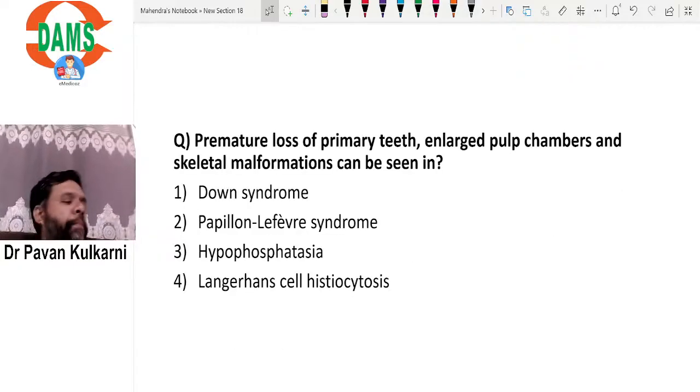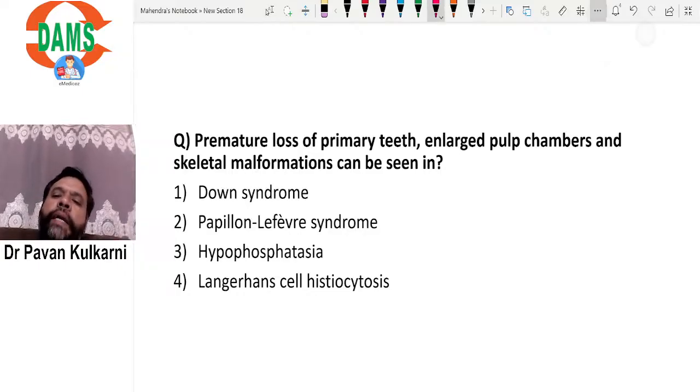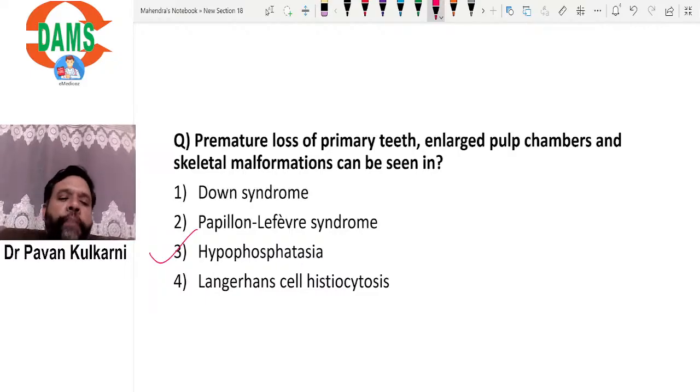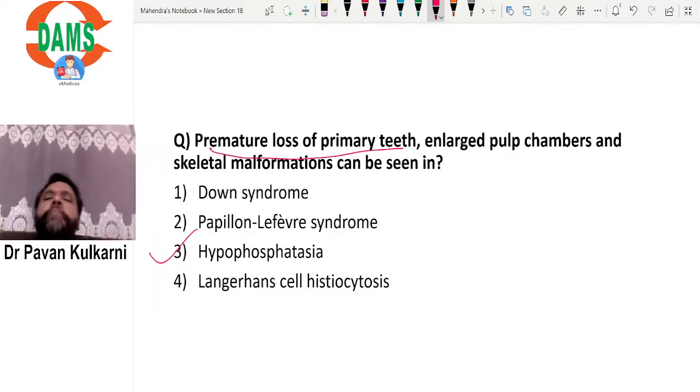Moving on to the next question. Premature loss of primary teeth, enlarged pulp chambers, and skeletal malformation can be seen in which condition? Typically, there is one metabolic disorder called hypophosphatasia, where the patient will have loss of primary teeth. Usually, we see mandibular incisors exfoliate around 6 to 7 years, but in these patients, at a very young age, there will be exfoliation.